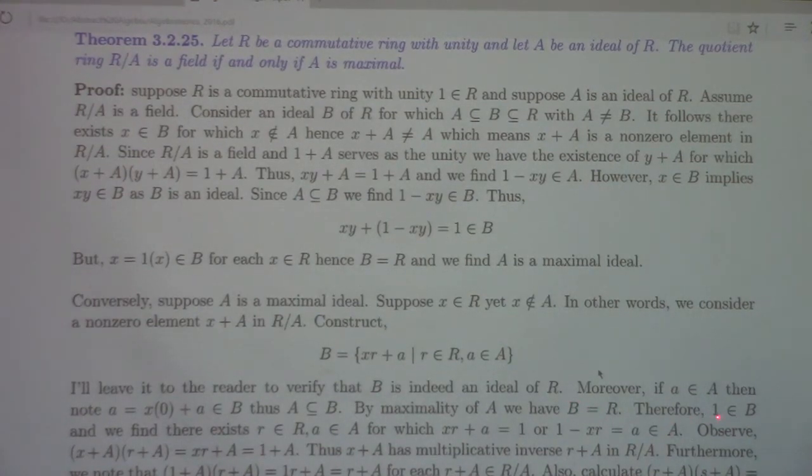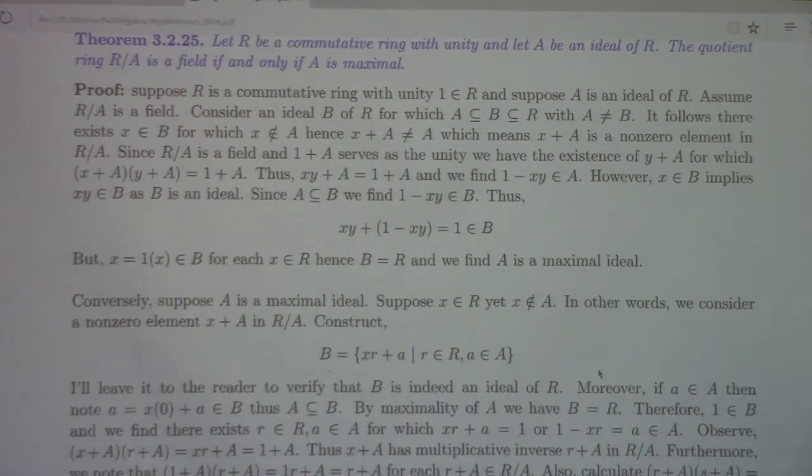Therefore, 1 is an element of B, which means that there exists an r such that x times r plus a is equal to 1, which says what? That 1 minus xr is an element of A. So what does that give us? So anyway, my point is that this x, see, I have a multiplicative inverse for the x plus A like I set out to find, all right?